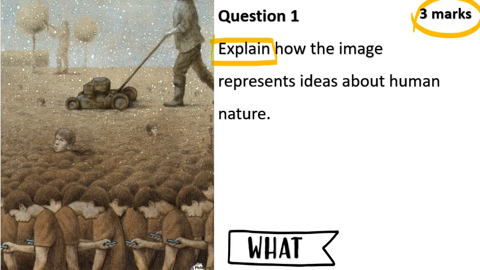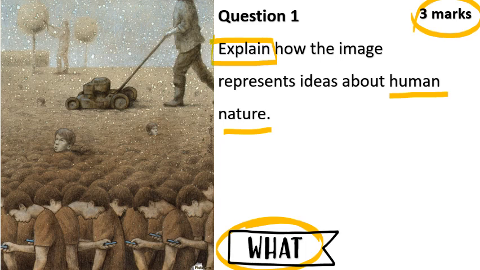So when we see the word explain, we know that this question is asking you to not only explain or talk about the what or the how, but also the why. So in order to do this well, it's important to think about the question and brainstorm your ideas. So firstly, start with what is being said. What is the image here saying about human nature?